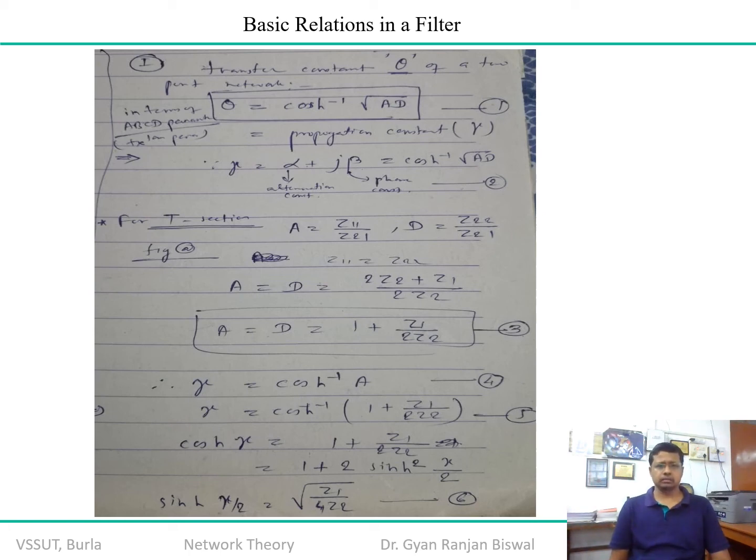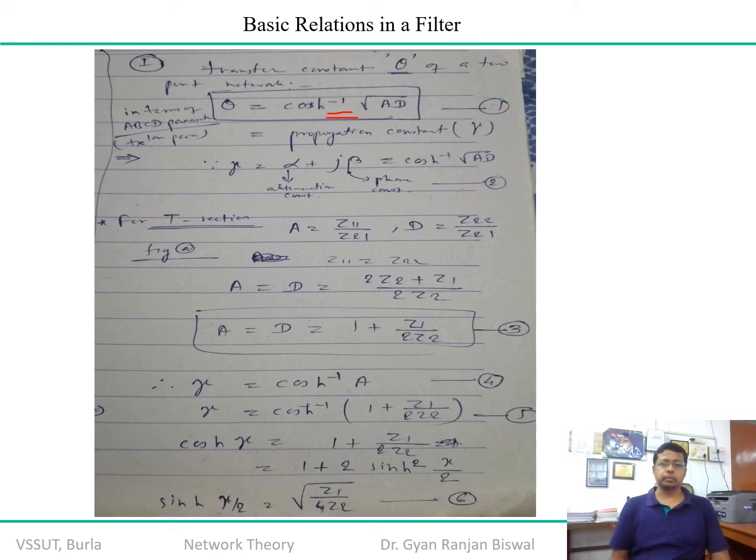Theta is the transfer constant of the two-port network. And what is the transfer constant in terms of the ABCD parameters? You will get cosh inverse of root over A into D. So as far as your filter design is concerned, the rate of transfer will be decided by this equation one. This says the value is cosh inverse of root over A into D, where A and D are parameters of the ABCD parameters, or the transmission parameters, or T parameters. You know this, so from there you can get the transfer constant.